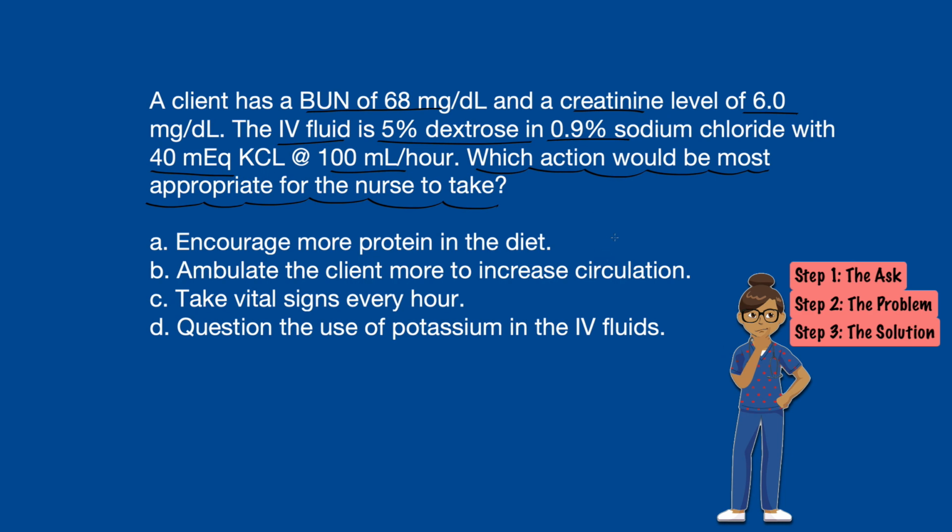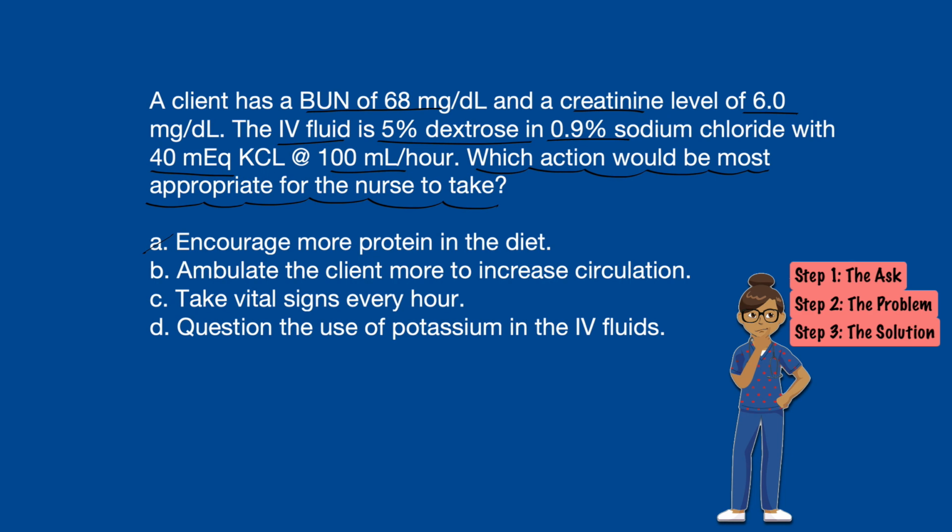So A says encourage more protein in the diet. Well, if this client's BUN and creatinine level are so high, it's telling us their renal function is impaired, so encouraging more protein in the diet is not going to be a good idea. Also, think like a detective, right? Think intuitively with your nursing brain. What does this have to do with the IV fluid information, or with the BUN and creatinine level? It's not going to help the kidney function, and it's not related to the IV fluid information. So I'm going to get rid of that.